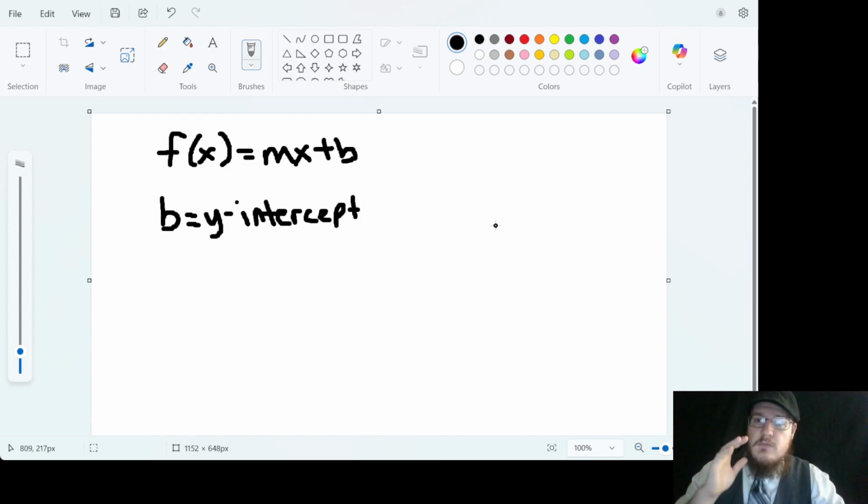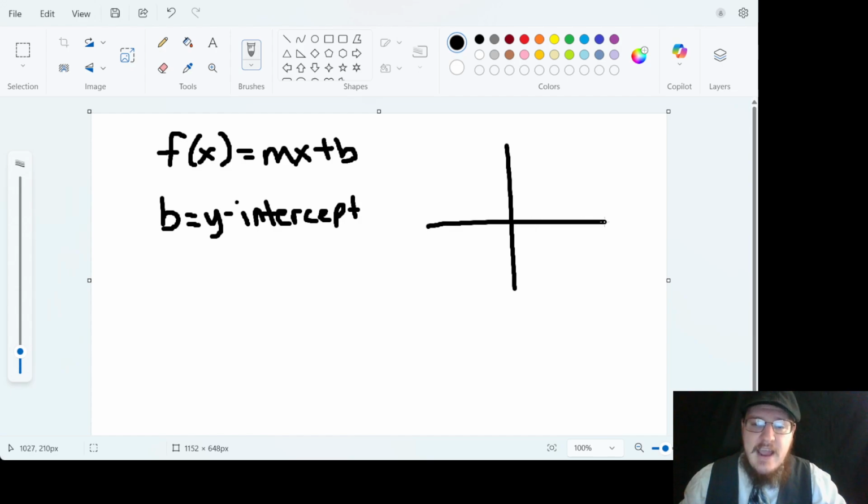Now, what I mean by y-axis is the up and down part of a graph, or a coordinate plane. And then the horizontal part, the side to side, is the x. So this is the x-axis, this is the y-axis. The y-intercept is where our graph crosses through the y-axis. So say we have a line or graph that looks like this, okay? This right here, this point, is our y-intercept, okay?